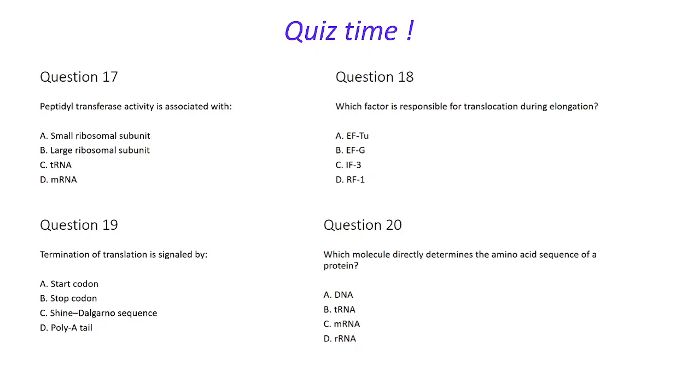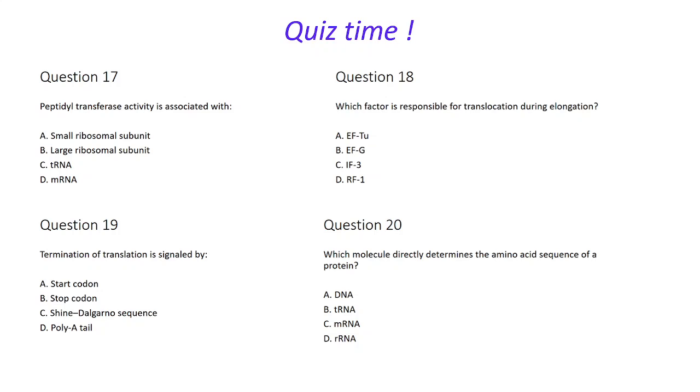Now finally, termination of translation is signaled by. So termination is signaled by, we know, the stop codon, because there are no tRNAs against the stop codons. So when it does not encounter a tRNA at the A site, then there are release factors that throw it out from the E site of the ribosome. The matured polypeptide chain is out. Right, so stop codon. Which molecule directly determines the amino acid sequence of a protein?